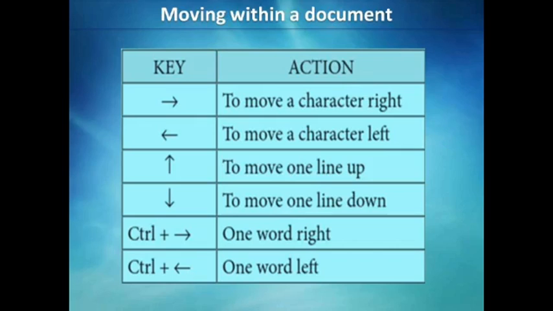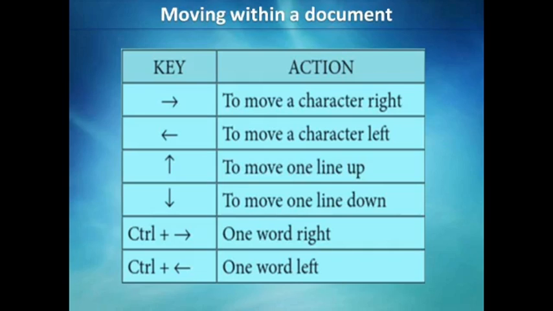To move a single character from the right of the insertion pointer, we will press the right arrow key from the keyboard. Likewise, to move a character from the left of the insertion pointer, we will press the left arrow key from the keyboard. Likewise, we will press the upward arrow key to move one line upward. Likewise, we will press the downward arrow key to move one line down.